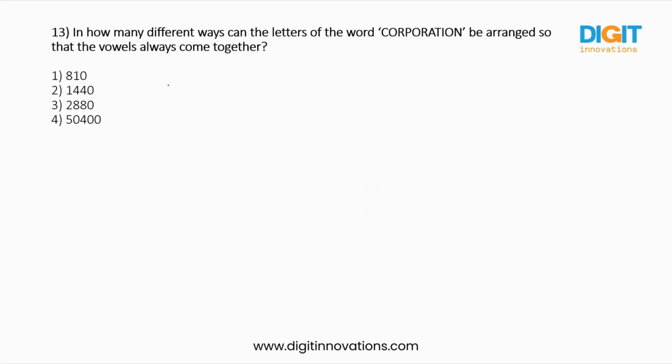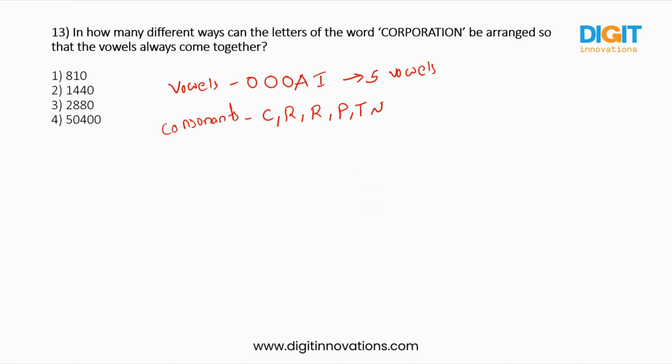So let us write first the vowels. What are the vowels? Vowels are A, E, I, O, U, right? So start with O is vowel, O is vowel, and last O is already there. O and A and I. Is there any other vowels? No. So total five vowels are there, and remaining all are consonants. So remaining are C, R, R, P, T, N. These are the six consonants.